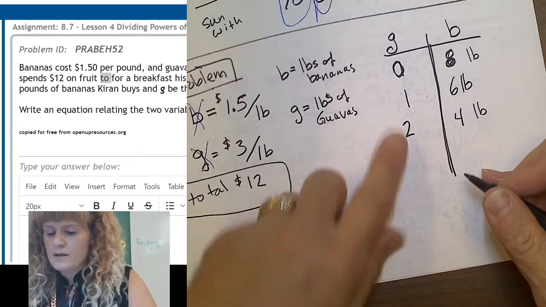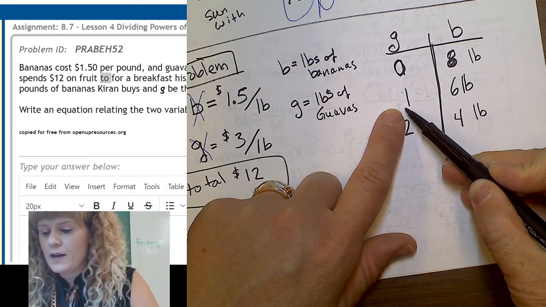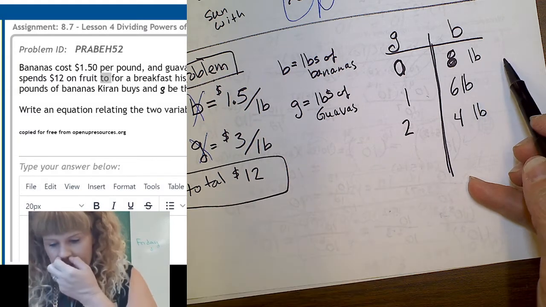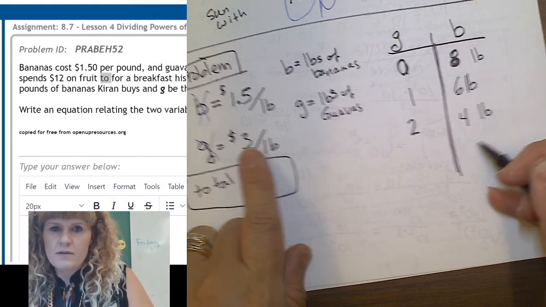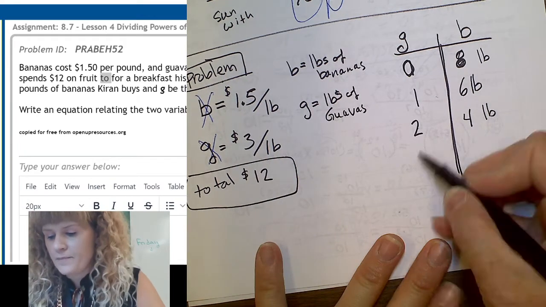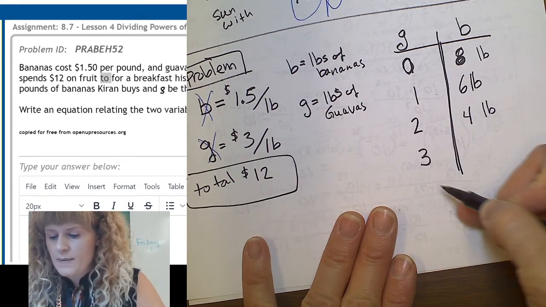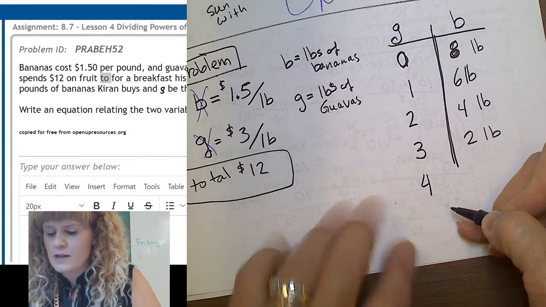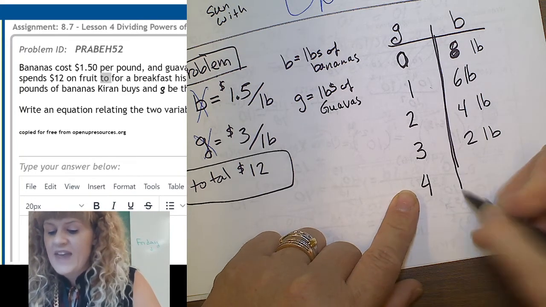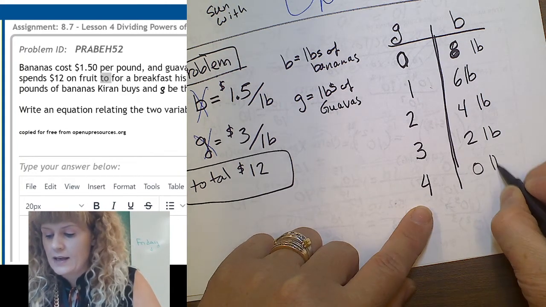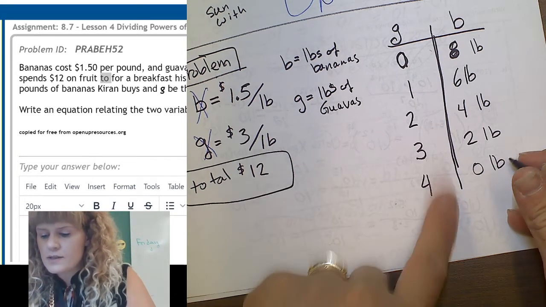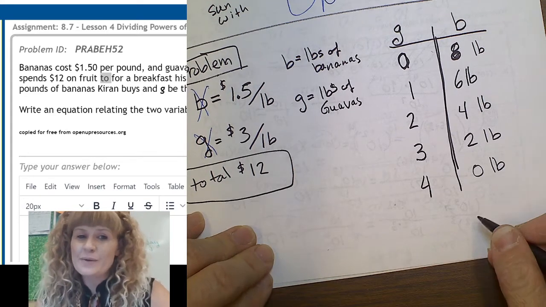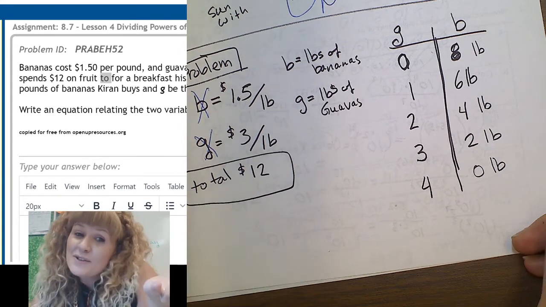Do you recognize a pattern? Every pound of guava means you get 2 pounds less of bananas. And that makes sense because guavas are $3 a pound and bananas are $1.50. If Kieran buys 3 pounds of guava, he can only get 2 pounds of bananas. And if Kieran gets 4 pounds of guava, that costs $12 and he can't get any bananas. So here's the relationship between guavas and bananas. But they didn't ask you to make this table. I just gave that to you for free.